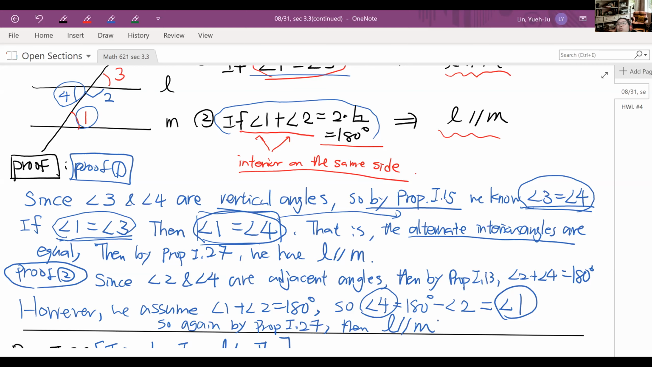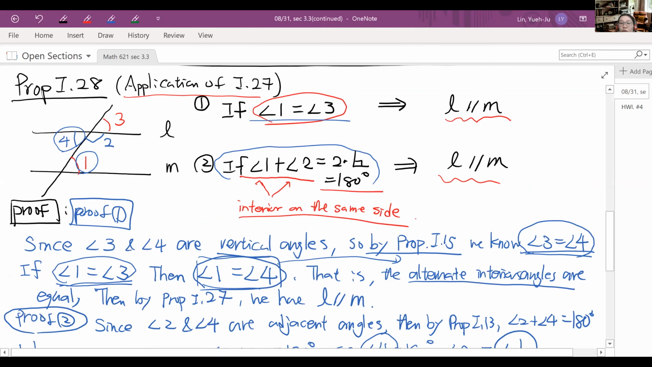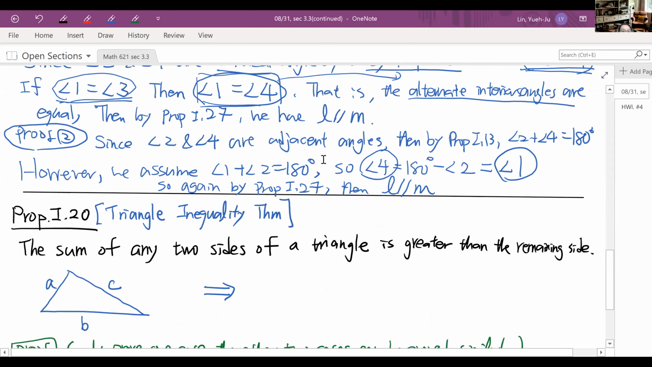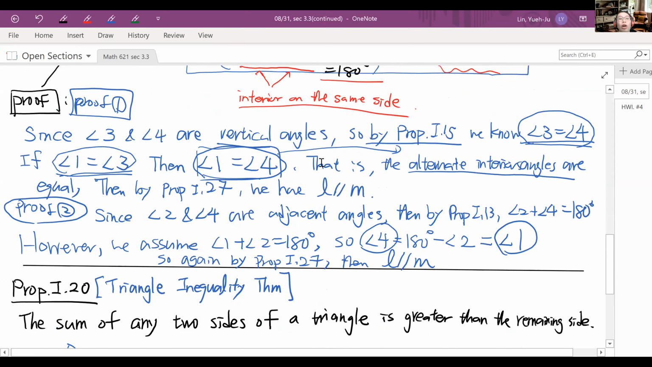So why can we assume this is what I want to prove? I want to prove that if I assume angle 1 plus angle 2 equals 180, it implies L is parallel to M. That's the assumption that's given. That's the statement I want to prove. Yeah, so that's why I can assume. Okay, so now this is actually quite straightforward.